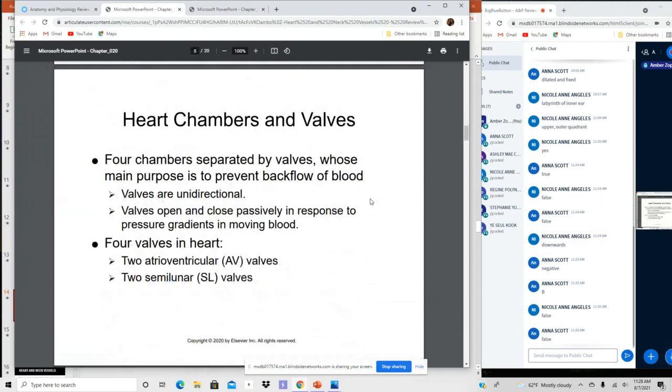The heart chambers and valves. There are 4 chambers separated by valves, whose main purpose is to prevent the backflow of blood. The valves are unidirectional, and they open and close passively in response to pressure gradients in moving blood. There are 4 valves in the heart, and each of those valves sits between the atria and the ventricles, or between the ventricles and the aorta or the pulmonary arteries.